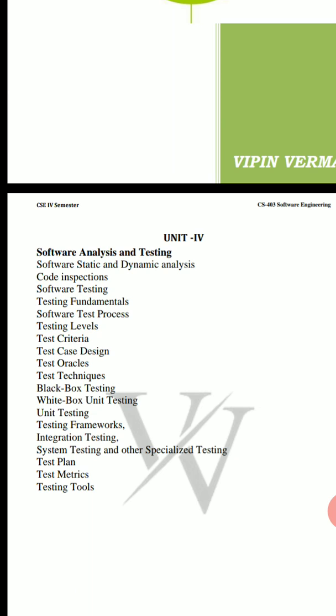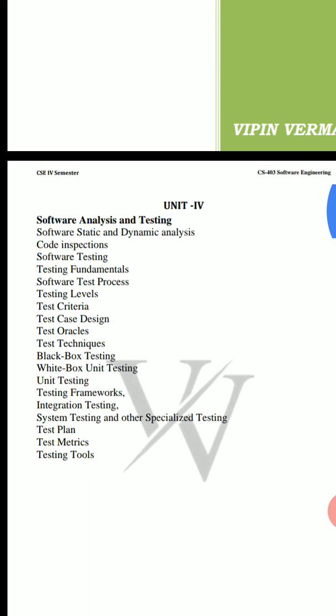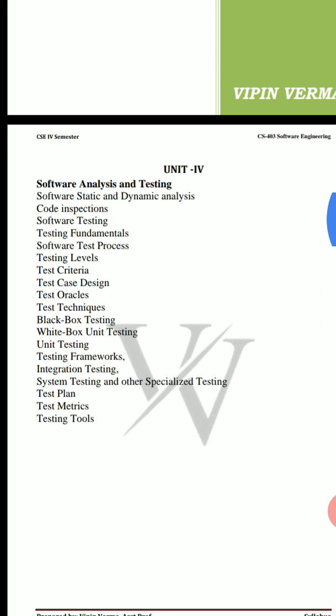Now, the points that we need to discuss here are: what is software testing, then what are the different ways to apply software testing methodologies, such as software static analysis and dynamic analysis, code inspection, software testing, testing fundamentals. So these are the topics mentioned in your syllabus. So let's start with the first topic.